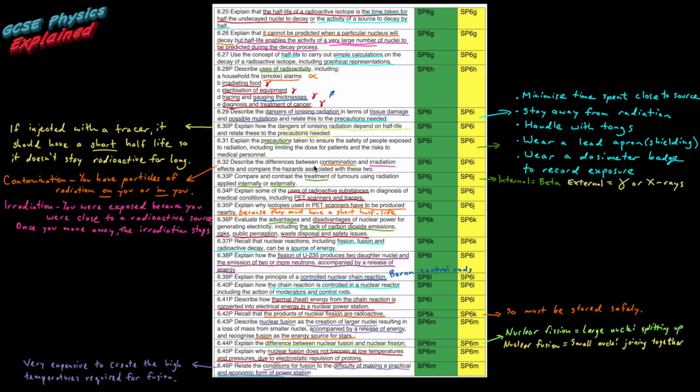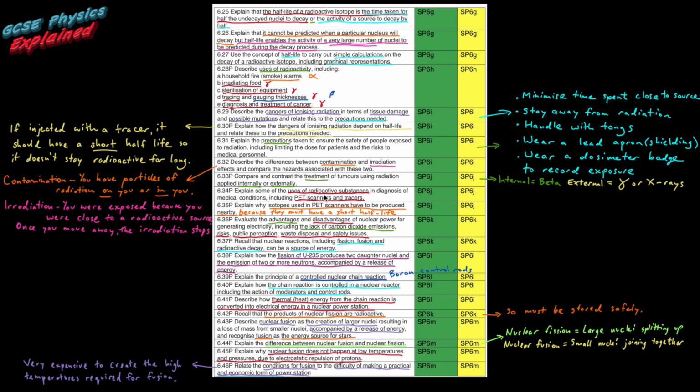Describe the differences between contamination and irradiation effects and compare the hazards associated with these two. Well, contamination is when you have the particles of radiation on you or in you. Irradiation is just when you were exposed because you were close to a radioactive source. Once you move away, the irradiation stops.